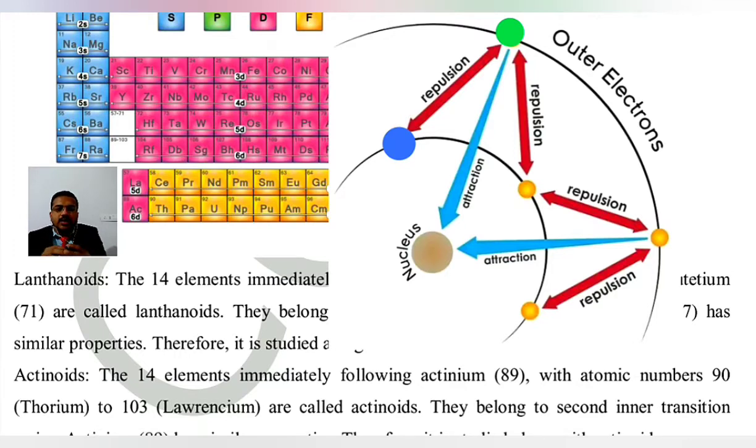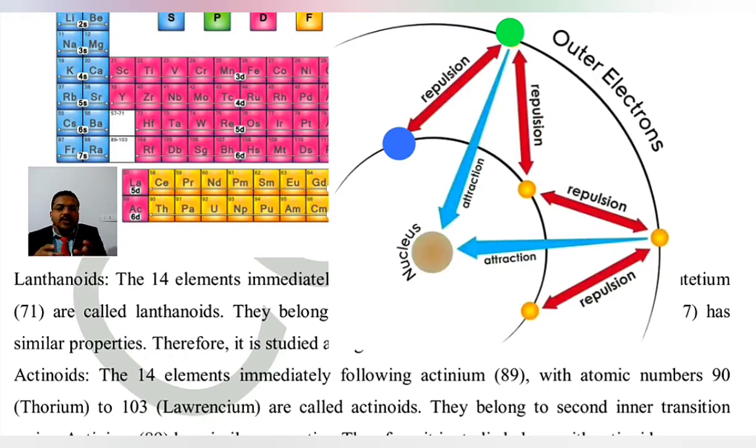To explain the concept of shielding, we have to consider two different kinds of electrons. One is the electrons that are present at the outermost shell. They are regarded as the outer electrons, which I marked in green color. And next are the inner electrons, that are present in between the nucleus and the outer electrons. For our convenience, I have marked them in blue color.